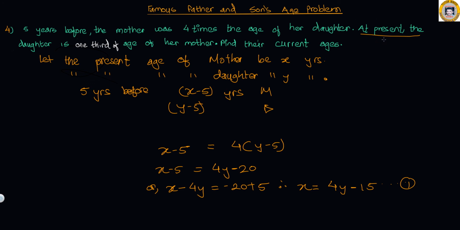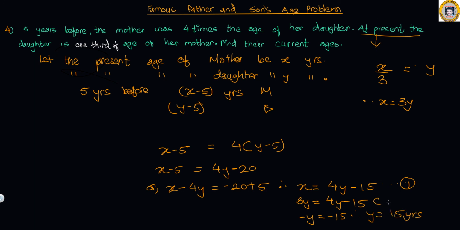Now the second condition is at present the mother is x and daughter is y, but the condition says that daughter is 1/3 the age of mother. So daughter is y, which is equal to 1/3, which is x over 3. So y equals x over 3, which is x equals 3y. So if I replace 3y in this equation 1, I would get 3y equals 4y minus 15. Now if I solve, I would get negative y equals negative 15, which would give me y equals 15 years. That's the present age of daughter.